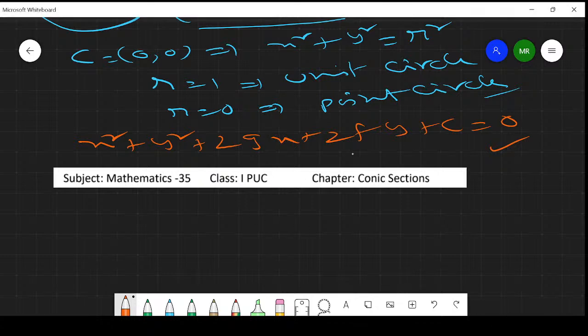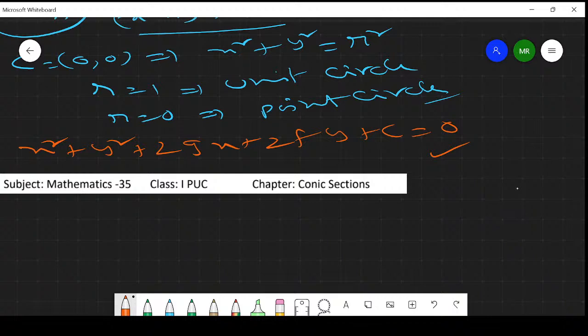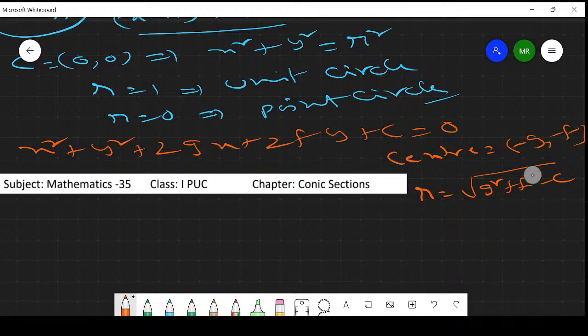In this standard equation of the circle, always remember, the center is minus g comma minus f. What is g? Half of the x coefficient. What is f? Half of the y coefficient. Center is minus g comma minus f. Radius is equal to root of g square plus f square minus c. This is the radius.